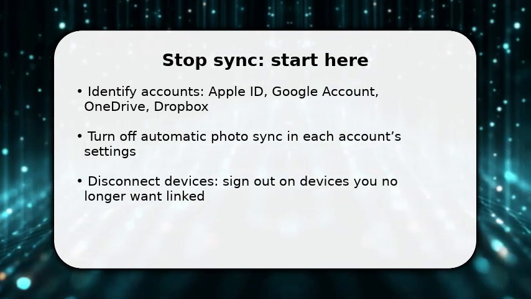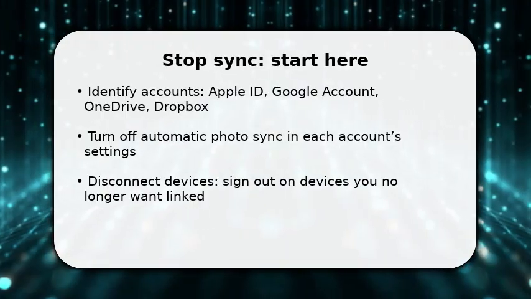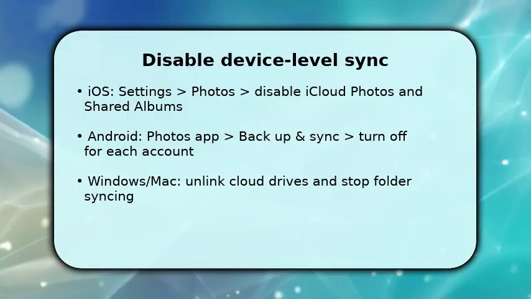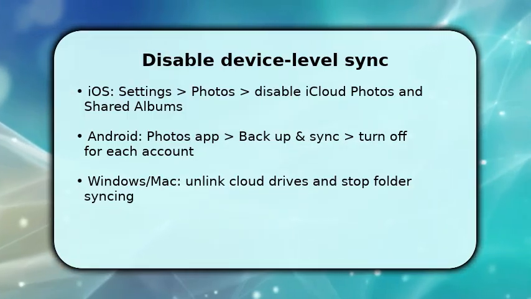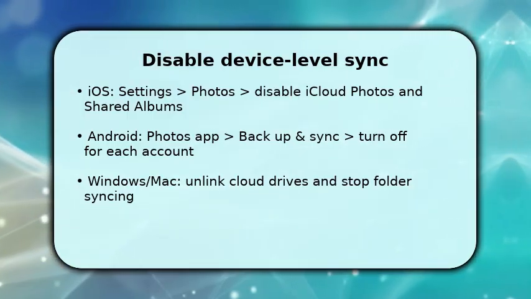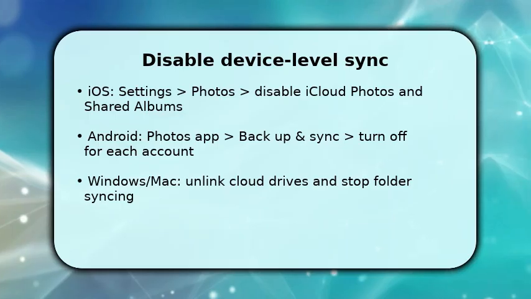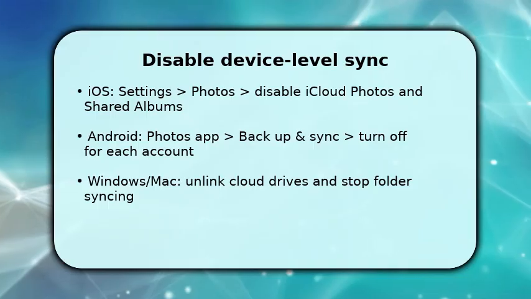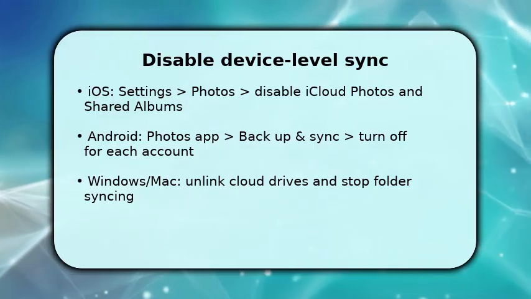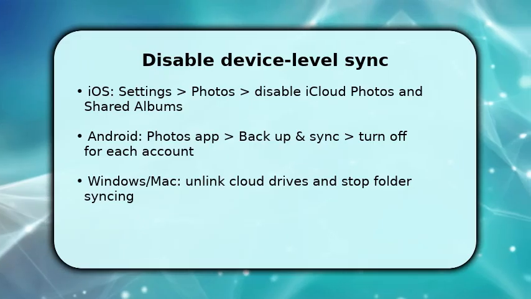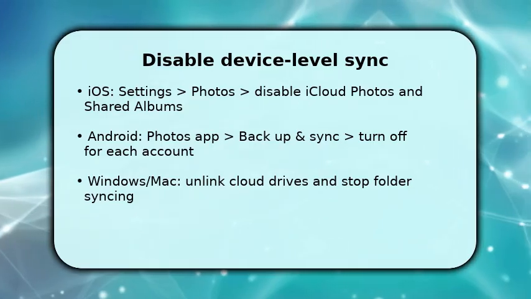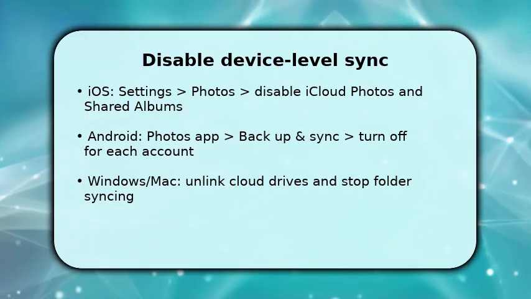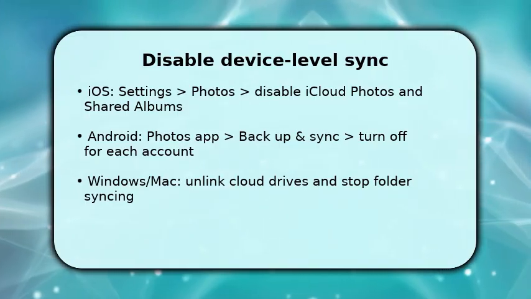Now tackle device-level sync to stop existing flows. On iOS, go to Settings, Photos, and turn off iCloud Photos and shared albums so your library stays local. On Android, open the Photos app and disable backup and sync for each Google account. Confirm by checking account-specific toggles. On Windows or Mac, open your Cloud Drive app and unlink the device or remove the Pictures folder from sync. Once done, new photos stay on the device unless you manually upload them, which gives you control.